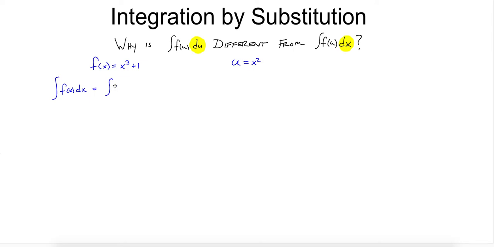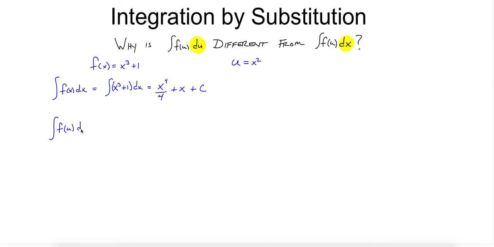The antiderivative of x cubed plus 1, and again, it's just with respect to x. So in this case, we know the antiderivative of x to the third is going to be x to the fourth over 4 by the application of the power rule, plus x, the antiderivative of 1, and then plus our constant of integration, plus c. Okay, so this is what we get if we just take the antiderivative of f of x with respect to x. Nothing there changes.